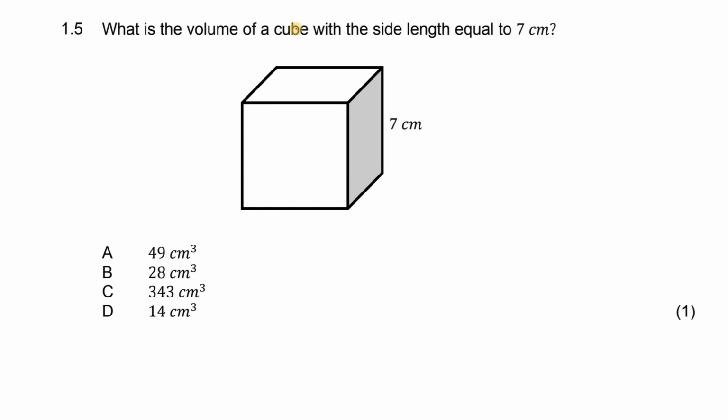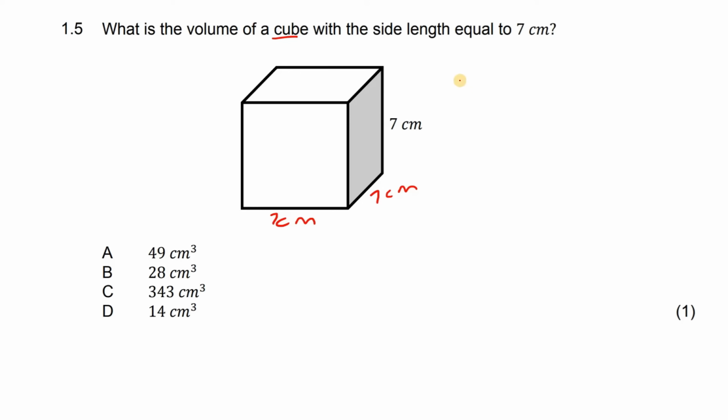What is the volume of a cube with the side length equal to 7? Okay, so with volume, what we must remember is that most of you probably know that the volume of a cube is just length times breadth times height, right? I think most of you know that, so let's just go with that. So with a cube, all three dimensions are the same, so everything is 7. So your height is 7, your breadth is 7, and you could call this your length is 7.